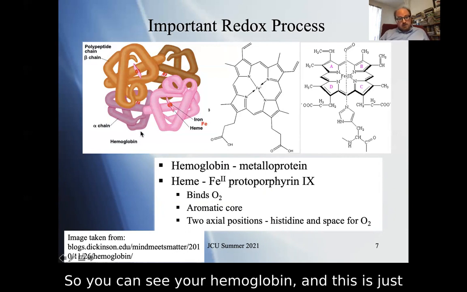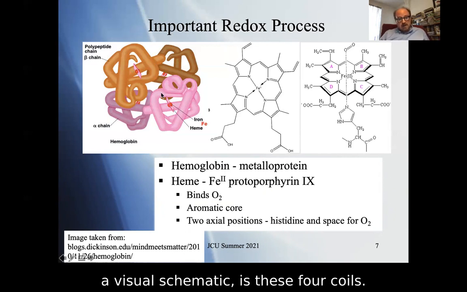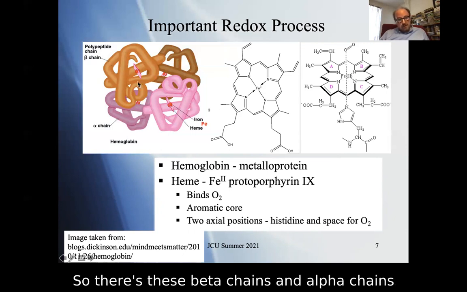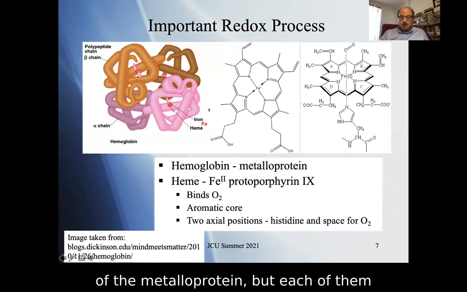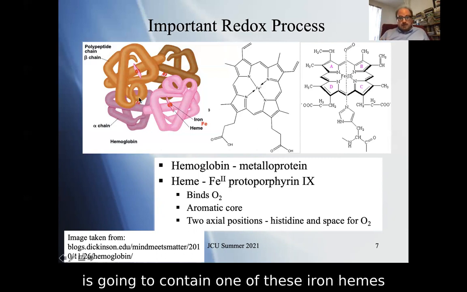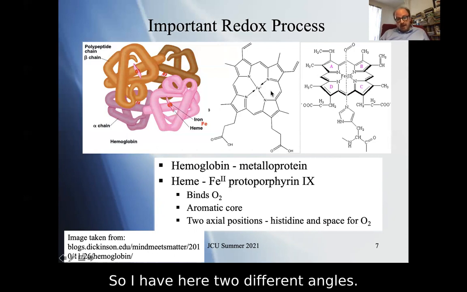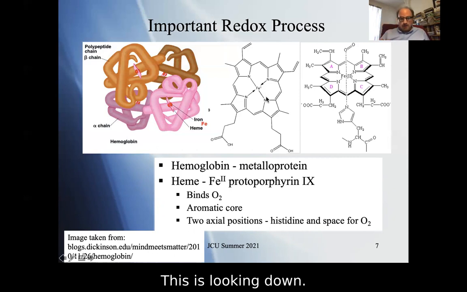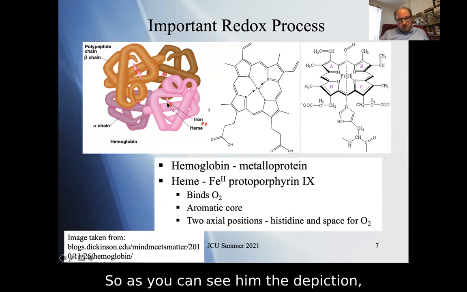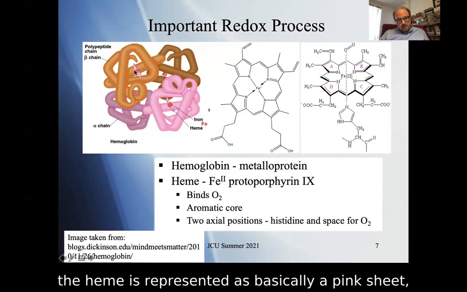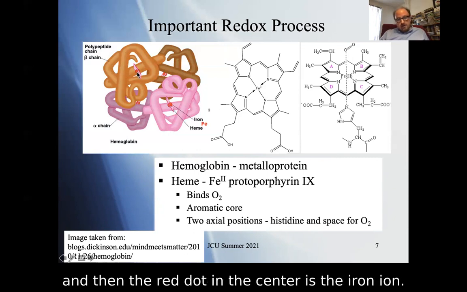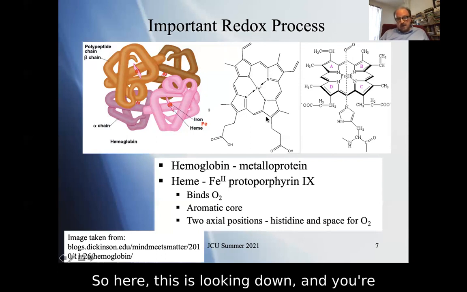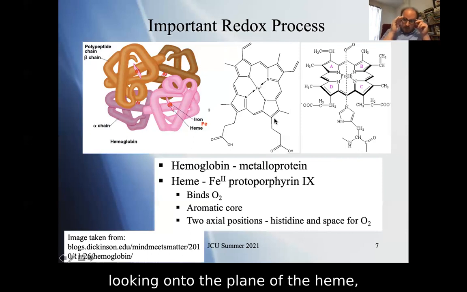Right, so you can see here hemoglobin, and this is just a visual schematic, is these 4 coils. So there's these beta chains and alpha chains of the metalloprotein, but each of them is going to contain one of these iron hemes. So I have here 2 different angles. So this is looking down, right? As you can see in the depiction, the heme is represented as basically a pink sheet, and then the red dot in the center is the iron ion, right?